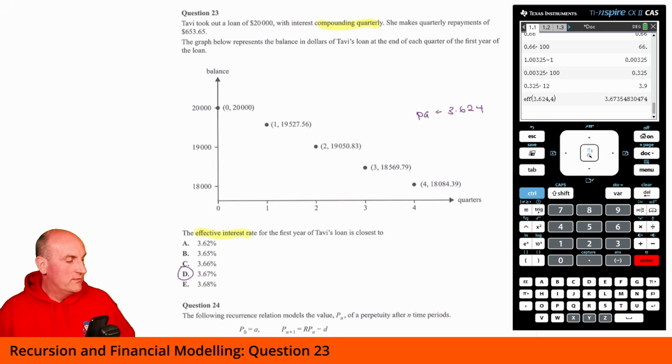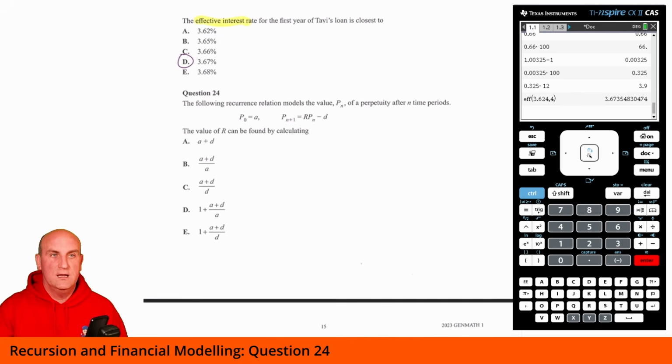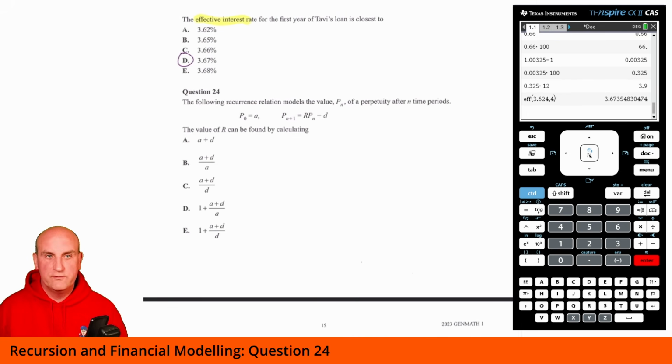Let me just check that I actually did that earlier. Yeah, 3.67. Right, the next part of this question I thought was pretty tricky. The following recurrence relation models the value Pn of a perpetuity. Now we've got to remember it's a perpetuity, you just live off the interest. And the interest is effectively this payment here of D. All right, the value of R can be found by calculating.